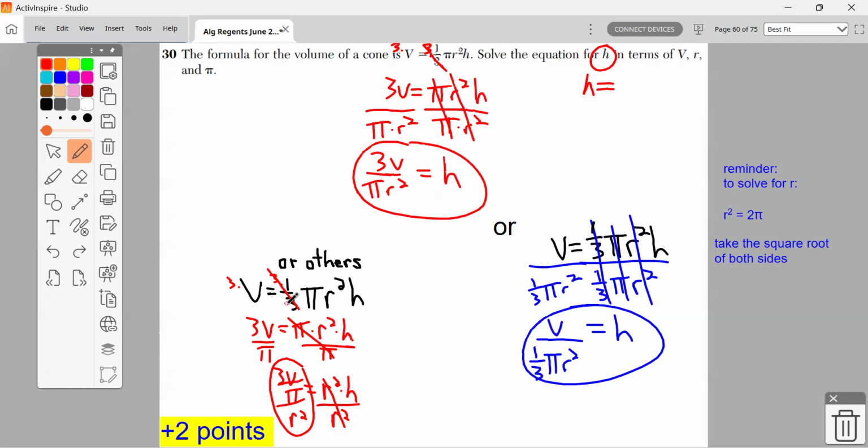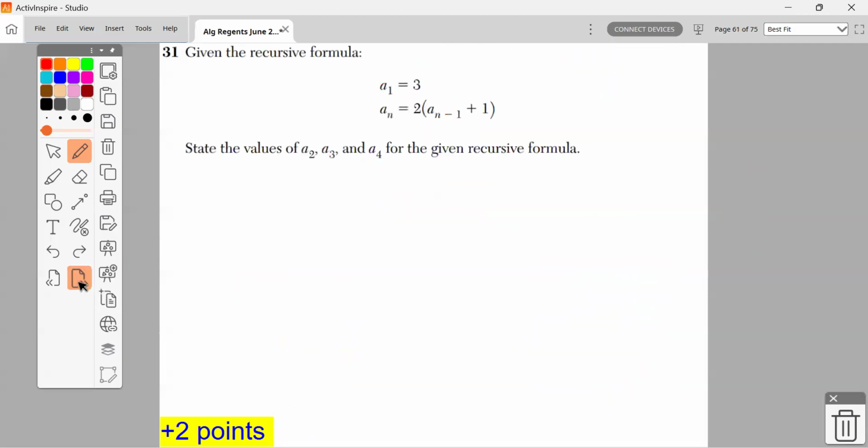There are other ways to do it. We could have multiplied by 3, then divided by pi, then divided by r squared. Or instead of dividing by pi, you could have divided by r squared and then pi. So you might get an answer that has the pi and r squared in different spots, in reverse spots. You could have also just divided it all at once, because you're multiplying 1/3 times pi times r squared times h. You could have just divided by 1/3 pi r squared on both sides and got that. Perfectly fine any way that you do it, as long as it works.